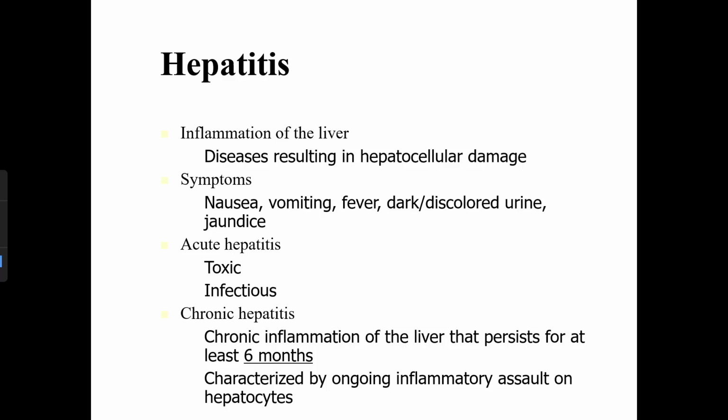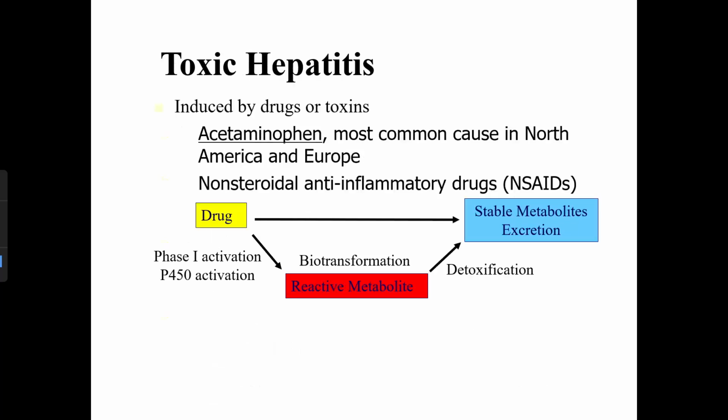Acute hepatitis can be toxic or infectious. Chronic hepatitis is chronic inflammation of the liver that persists for at least 6 months. It's characterized by ongoing inflammation, assault on the hepatocytes. So toxic hepatitis is induced by drugs or toxins. Acetaminophen or Tylenol is the most common cause in North America. Nonsteroidal anti-inflammatory drugs, NSAIDs, can also cause this.